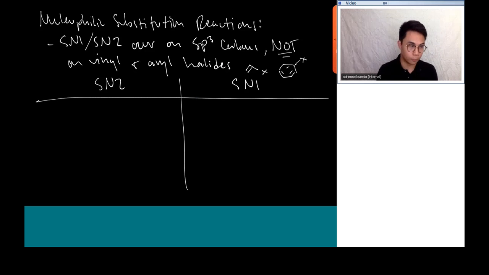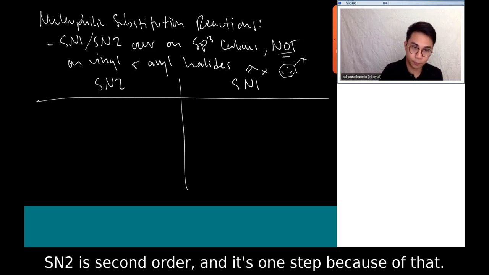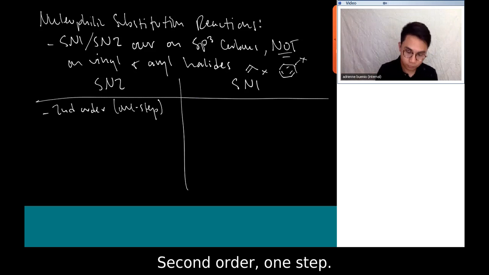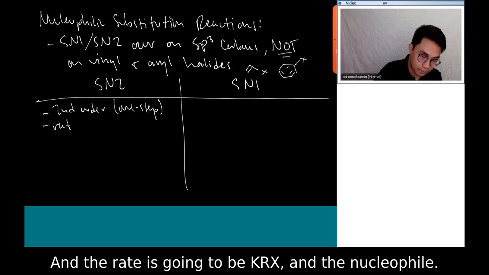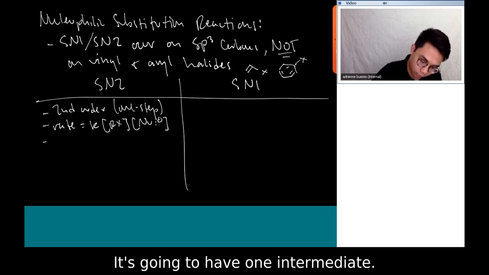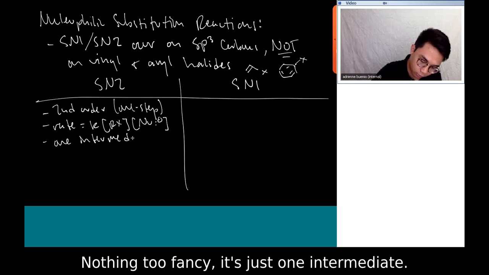Okay, so SN2 is second order, and it's one step because of that, right? It's fast. Second order, one step, and the rate is going to be k[RX][nucleophile], right? So both of those count. It's going to have one intermediate, nothing too fancy. It's just one intermediate.